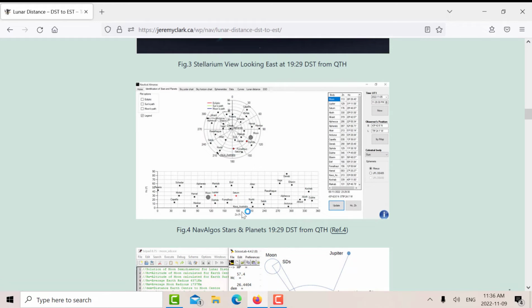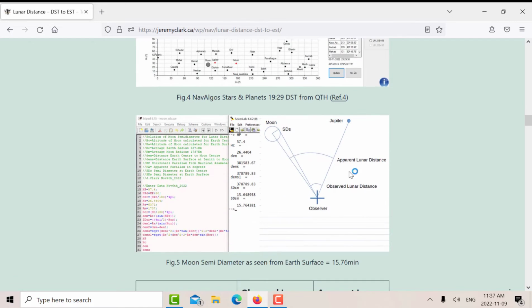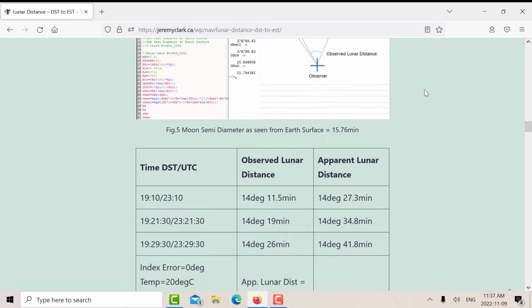That's the stars and planets visible on November the 5th at 1929 DST or 2329 UTC. So here what I'm doing is I'm calculating what the semi-diameter of the moon is at the Earth's surface. You need that to add that. You're going to measure your observed lunar distances between the center and the right limb of the moon. You've got to add the semi-diameter there to get the apparent lunar distance.